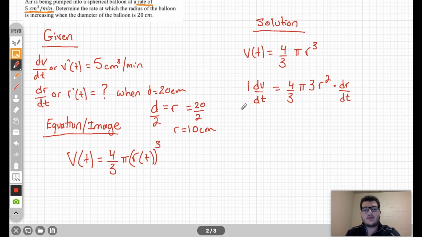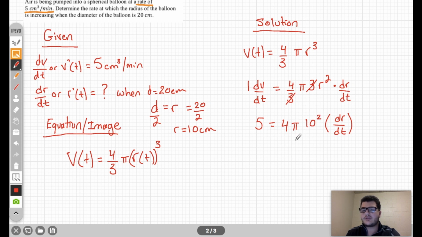numbers. The rate of the volume is 5, which is equal to, we can cancel these 3's out, which leaves 4 pi. R squared I just solved for, this would be 10 squared, and dr dt is what I'm solving for. And go ahead and solve for dr dt. Here I have 5, here I have 4 pi times 10 squared, which is 100. So I'm going to have 400 pi on this side.